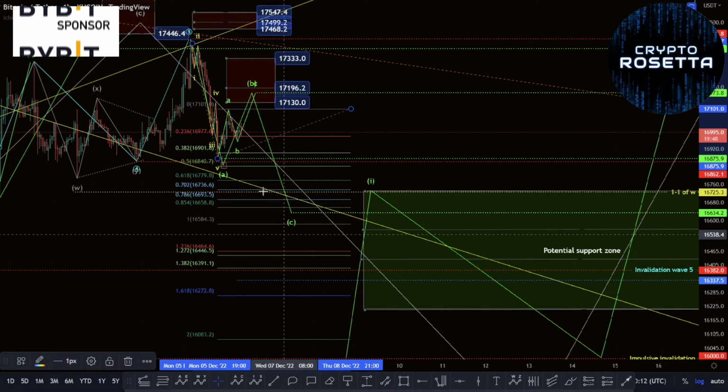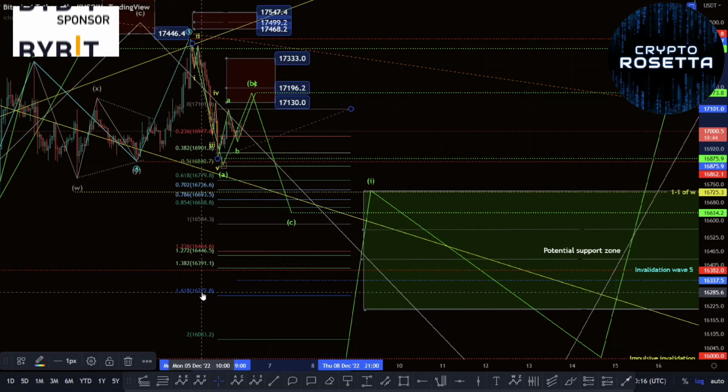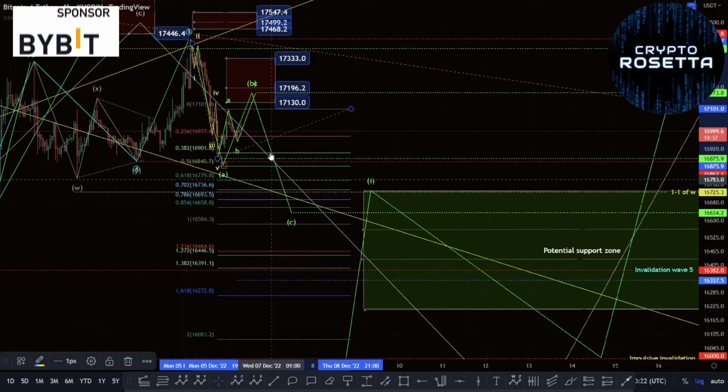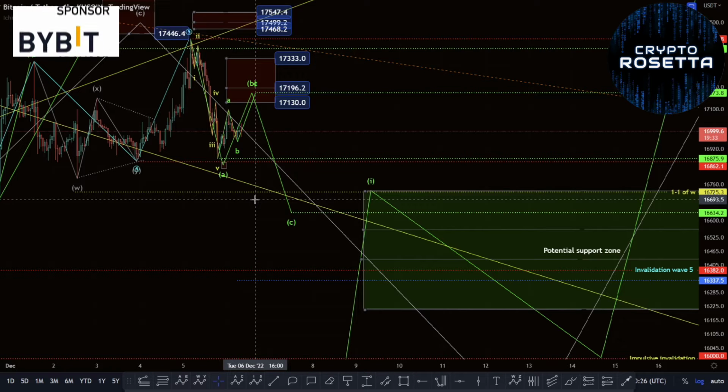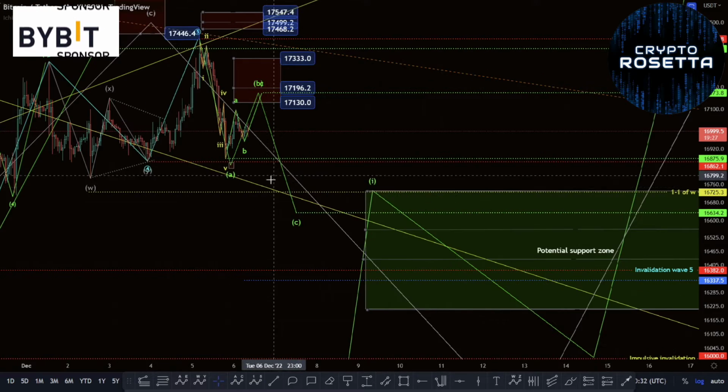Off this current high point here, the swing high here, we've got 16,272 as the impulsive trigger. So that would be if we just move down from where we are. Though I think we could still potentially move up a little bit more for this B wave, and then look to drop down at a later stage.